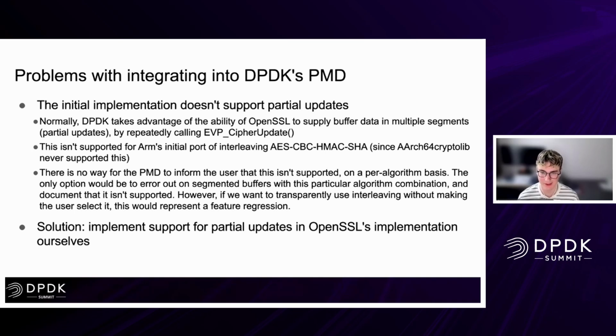There's no way for the PMD to really inform the user that this isn't supported for a specific algorithm. There's no existing mechanism for that. So the only option would be to error out on segmented buffers when using this particular algorithm, and then document that it isn't supported somewhere. But this rules out the previous suggestion of perhaps transparently switching to interleaving, because now we'd be introducing a feature regression, right? Previously, you could do this with those two algorithms. Now you wouldn't be able to. So actually, the solution that I decided to go with here is, okay, we'll just add support for the partial updates to OpenSSL's implementation.